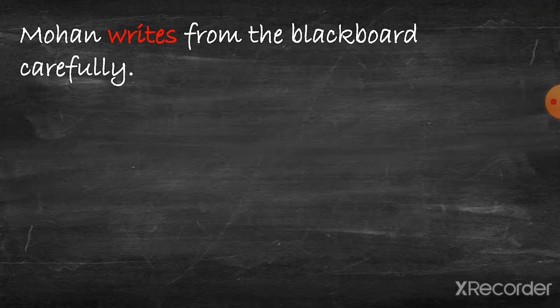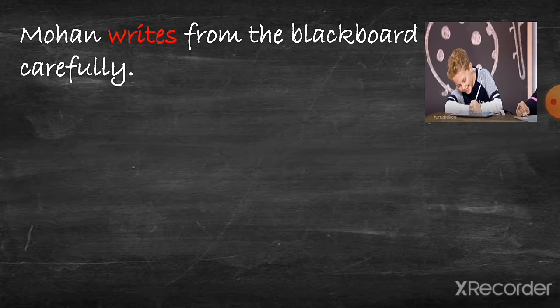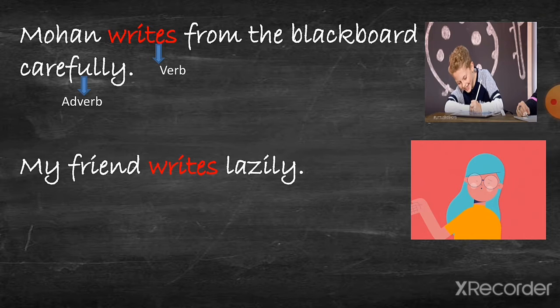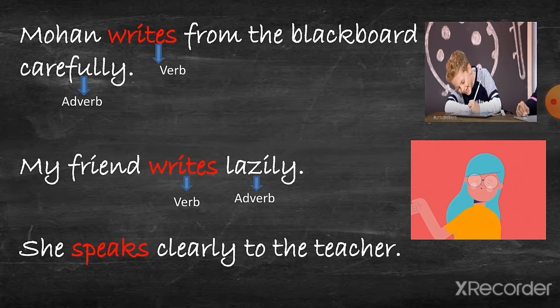Mohan writes on the blackboard carefully. Now kids, in this sentence, writes is the action that is done by Mohan. How is Mohan writing on the blackboard? Carefully. So writes is the verb and carefully is the adverb. My friend writes lazily. Now in this sentence, writes is the verb and lazily is the adverb. She speaks clearly to the teacher. Now kids, in this sentence, speaks is the verb and clearly is the adverb.